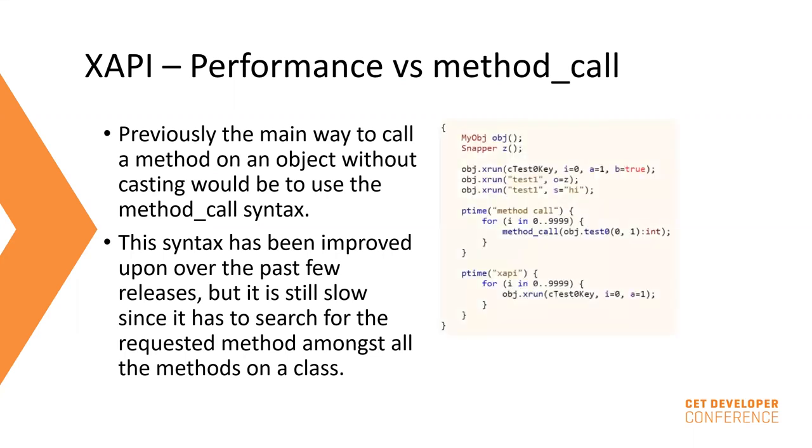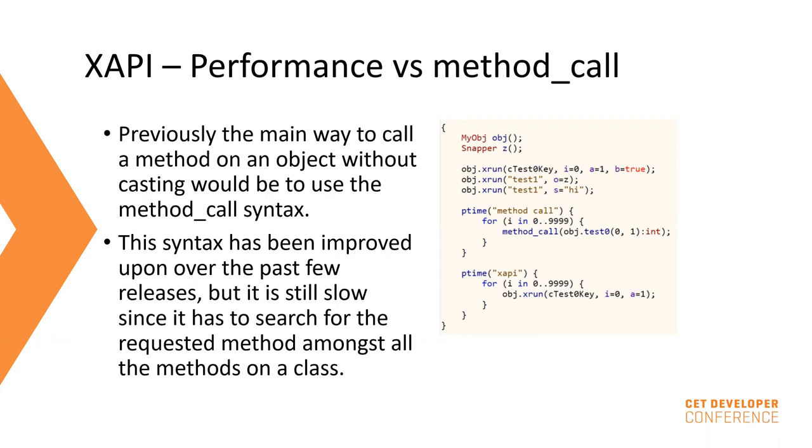On the right here, you can see me actually creating the myObject class from the last slide, calling xrun to call those methods. You can see I'm calling test1 twice. One of them I'm passing in a snapper, which extends a prop object. The other one I'm passing in a string, to show that based on those parameters, it will find and call the correct one. Then under that, I'm using the p-time syntax to print out the performance and to gather that.